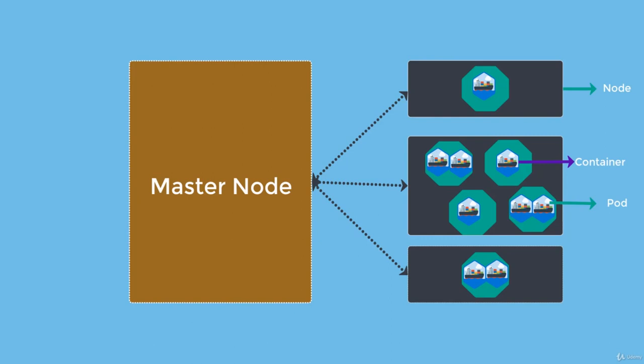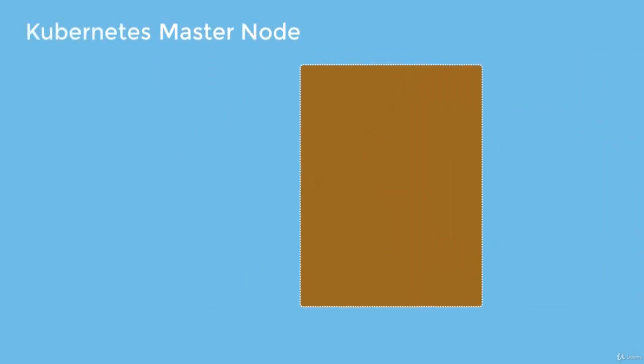Let's shift our focus to the Kubernetes master node. The Kubernetes master node is responsible for managing the entire cluster. It coordinates all the activities in the cluster and communicates with the worker nodes. So when you first deploy Kubernetes, it deploys four components along with it.